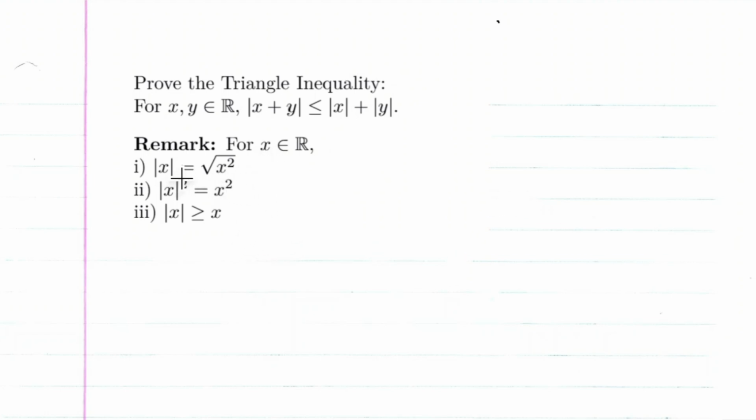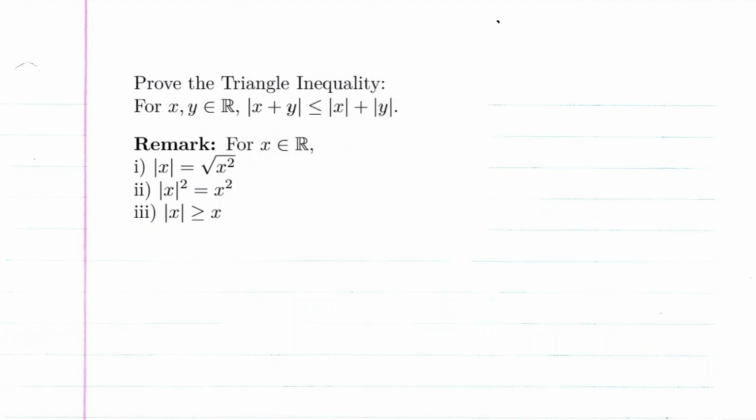I know that the absolute value of x is equal to the square root of x squared. I know the absolute value of x squared is equal to x squared. And I know the absolute value of x is always bigger than or equal to x. I might show the validity of these three properties in a separate video, but for now, I'm just going to assume these three properties in order to prove the triangle inequality theorem.